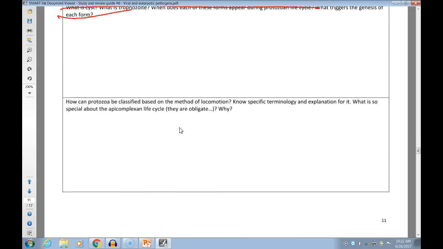Method of locomotion. You will have a question related to this. Mastigophora, flagellum; Ciliophora, cilia; Sarcodina, pseudopodia; Apicomplexa, no movement. All apicomplexans are obligate parasites. Remember that and understand why. They cannot move from one food source to another. That's why they are obligate parasites.